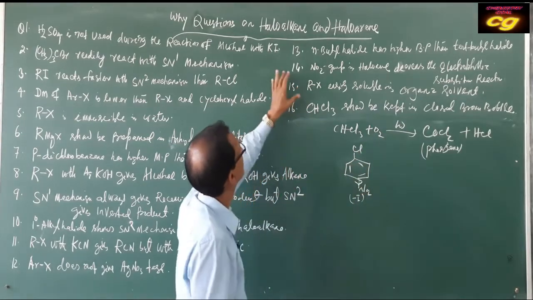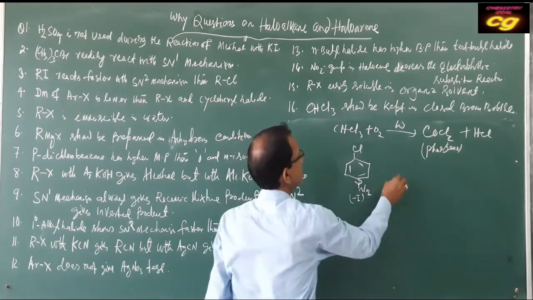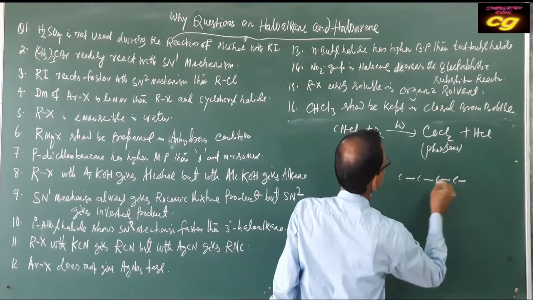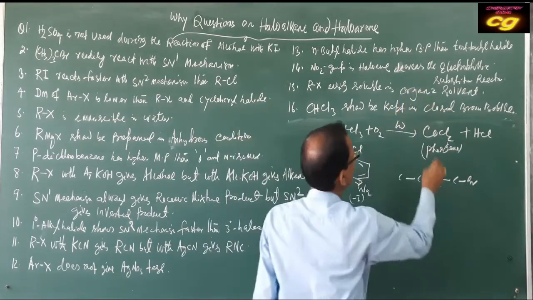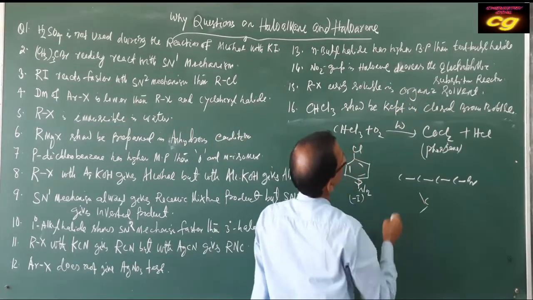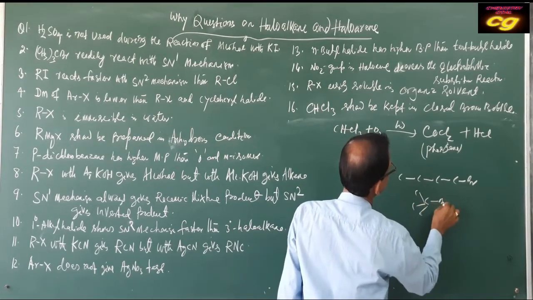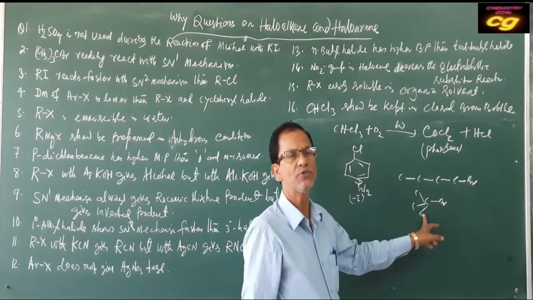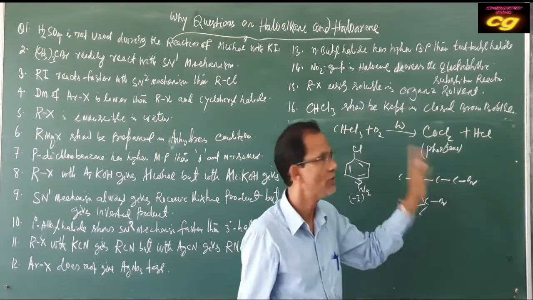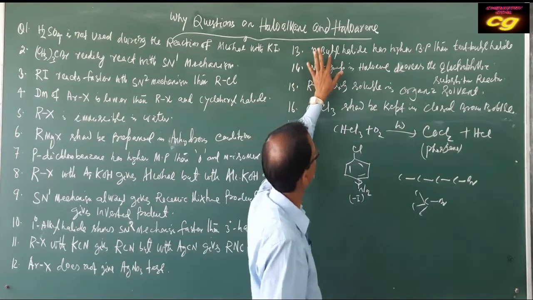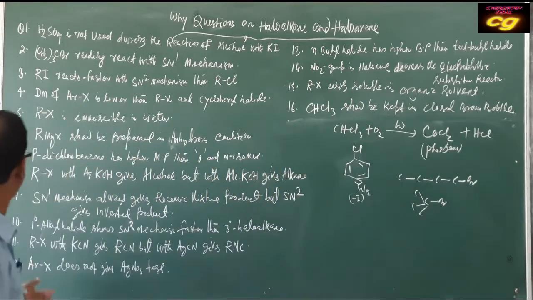This is the answer. Then, n-butyl halide has a higher boiling point than tertiary butyl. n-Butyl is a straight chain compound, but tertiary butyl is branched. As it is a branched chain, it has small size, so a low boiling point. The straight chain has large size, so a high boiling point due to van der Waals force. So n-butyl has larger size, higher van der Waals force, so higher boiling point. This is the answer. Then question number 12.